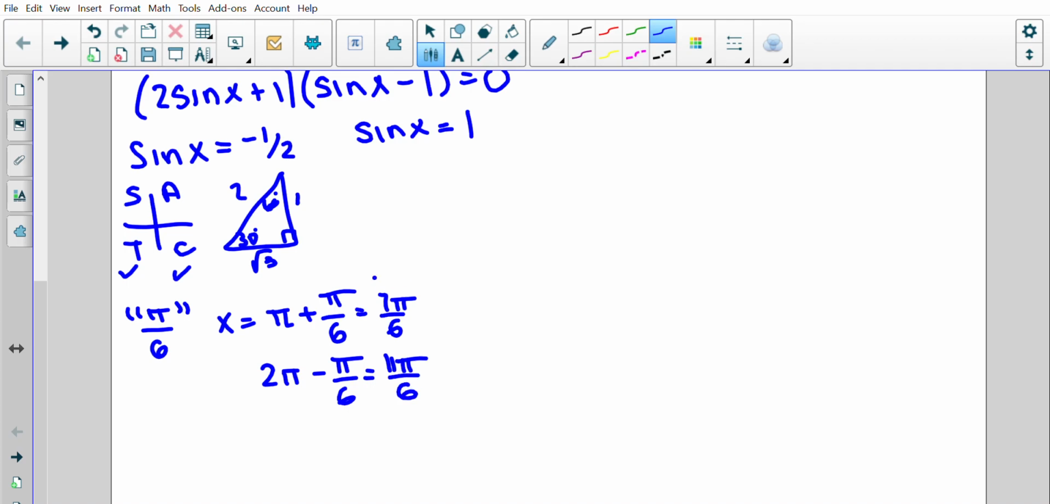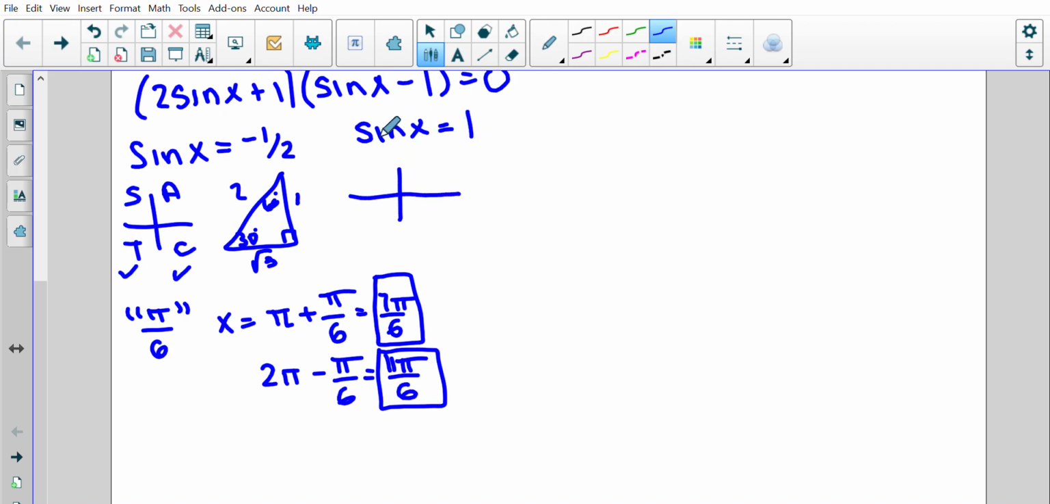So these two are definitely two answers. But then remember, we still have to solve where sine x equals 1. Well, remember, technically this is the ratio 1 over 1. And the hypotenuse and the side of a triangle cannot be the same length. So this has to be an angle that is on the axis.